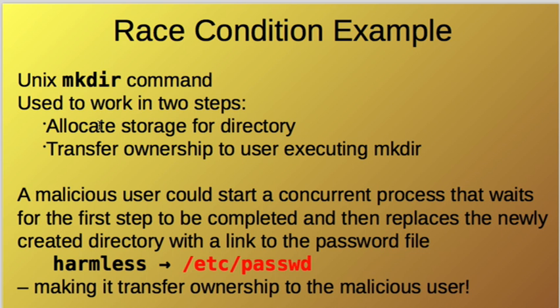Once people found out about this, malicious users or hackers, I guess, figured out that they could start a concurrent process that waits for the first step to be completed and then replace the newly created directory with a symbolic link to the password file. So you create a directory called harmless and then wait for the first step to be done, and before the second step can be done, you replace that directory with a link to /etc/password.